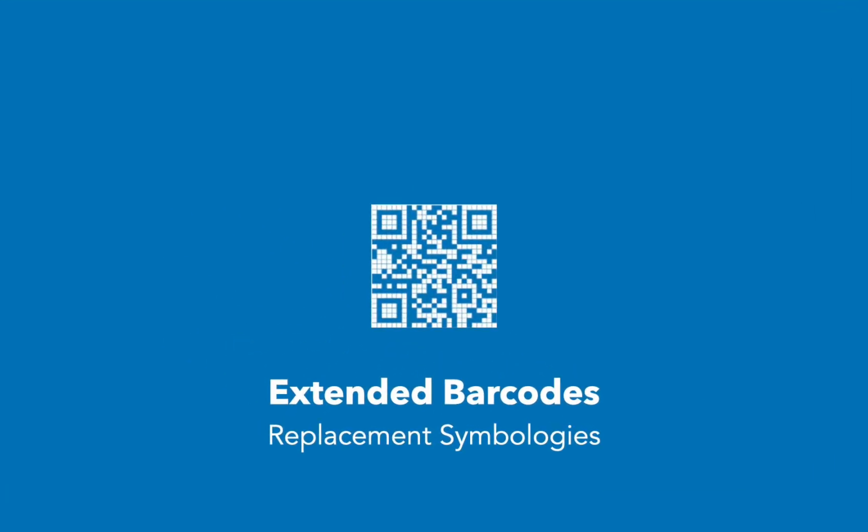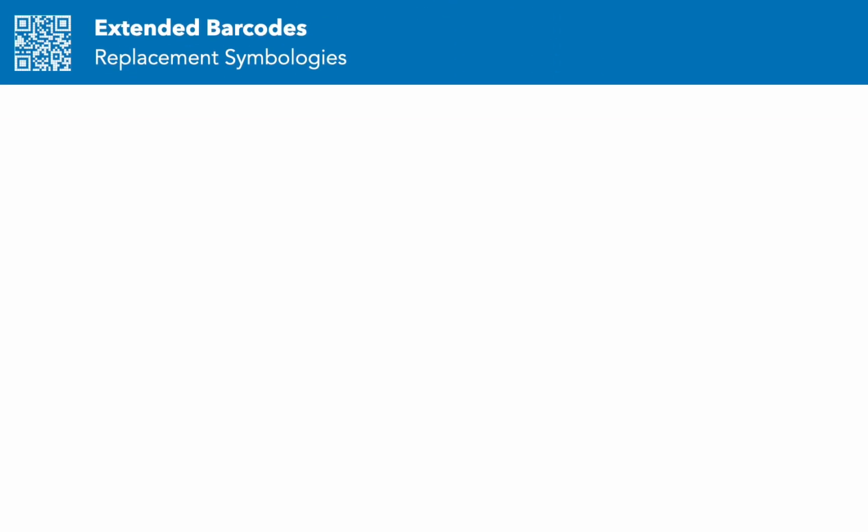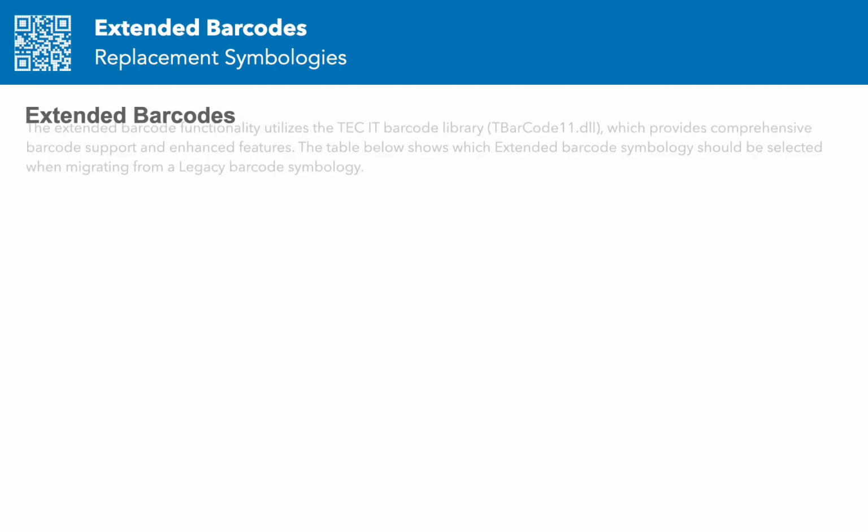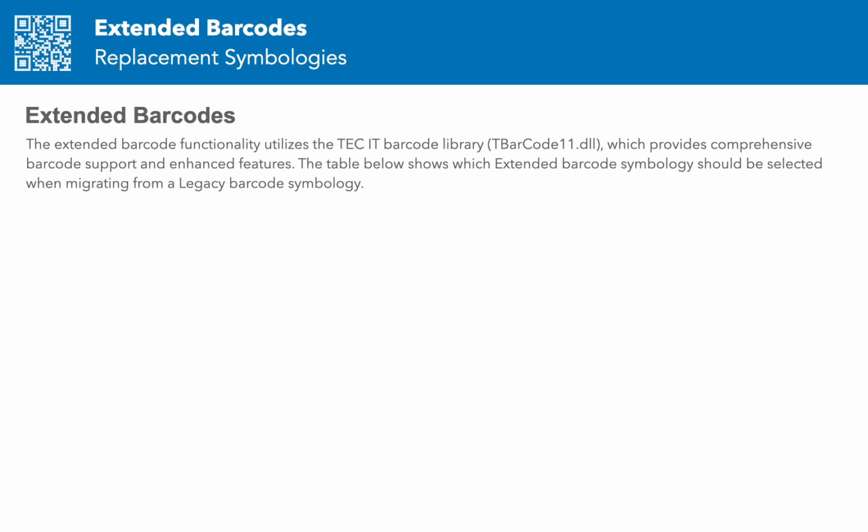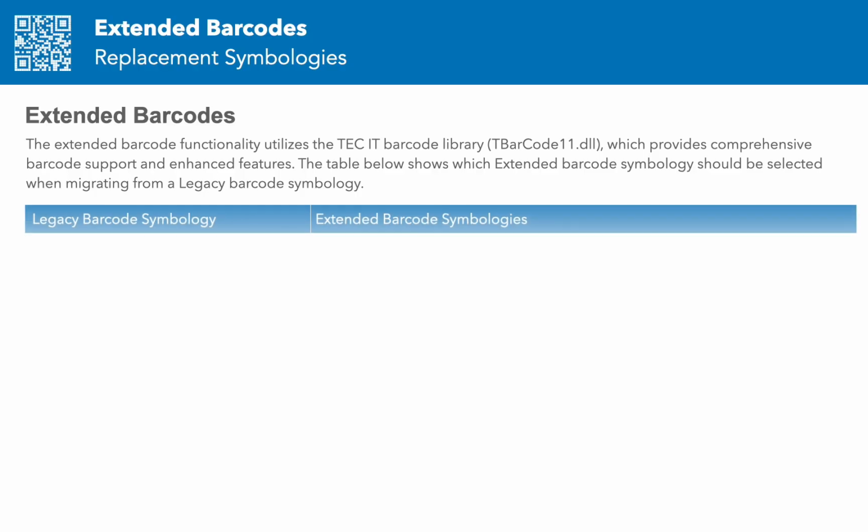Let's now take a look at which symbologies you should use in the extended barcode object to replace those legacy ones. The extended barcode functionality uses the TEC-IT Barcode Library, TBarCode 11 DLL, which provides comprehensive barcode support with enhanced features. The table below shows which extended barcode symbology to select when migrating from each legacy barcode type.